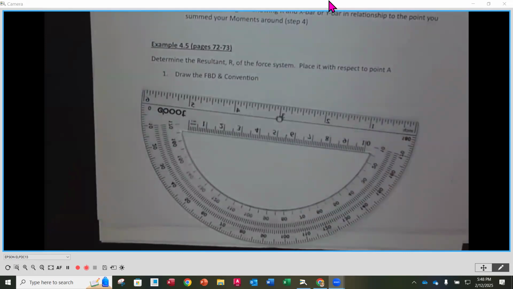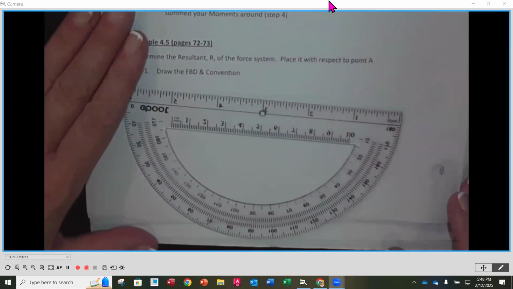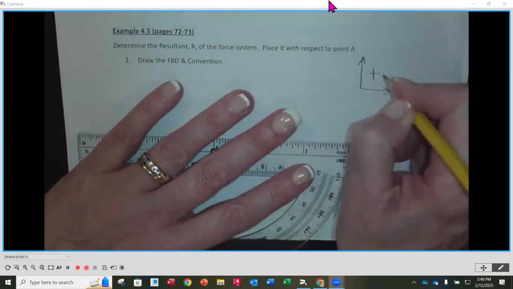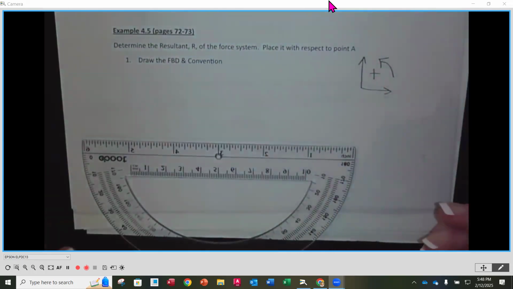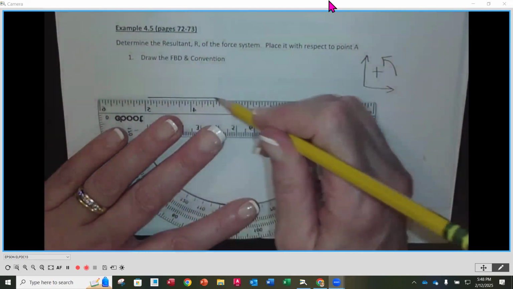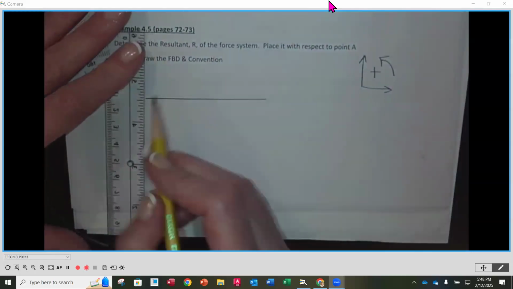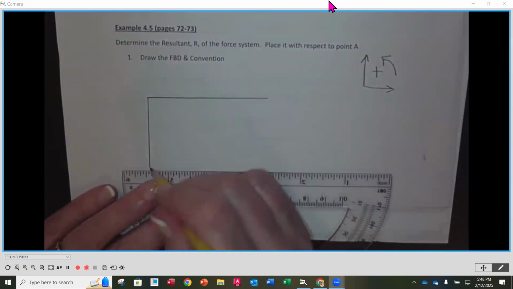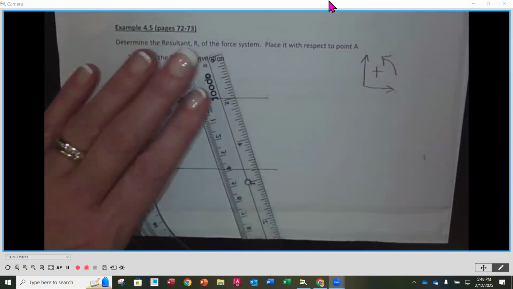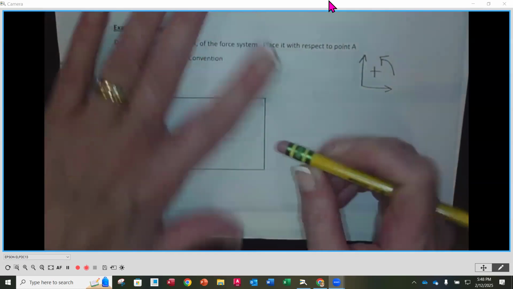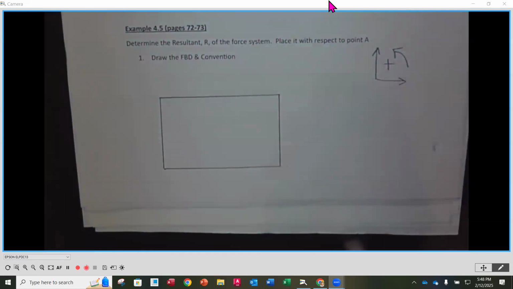Again, always making sure that as you are putting your work in place here, we add our convention to the upper right-hand corner of our work, and then make our free body diagram as large as possible, identifying points, distances, and forces as appropriate from our illustration.